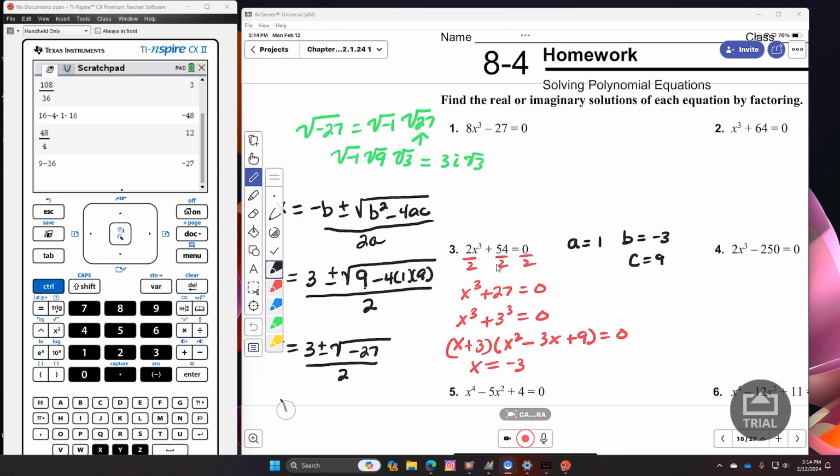So our answer will be 3 divided by 2 plus or minus 3i square root of 3 divided by 2.